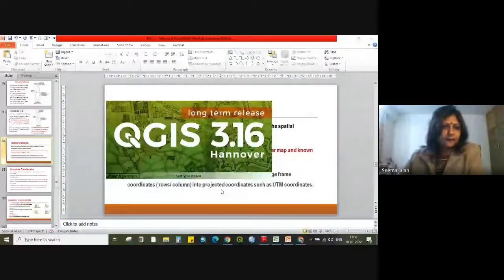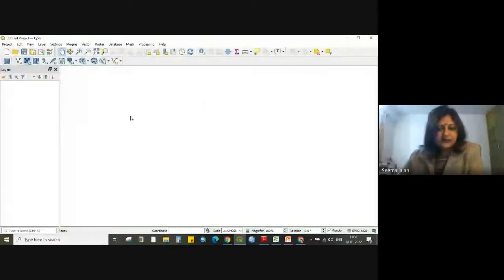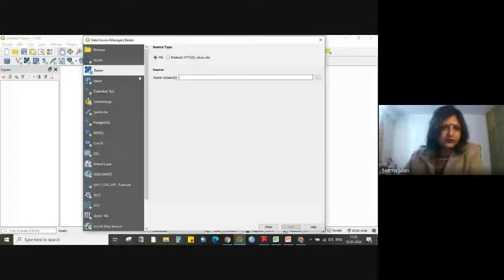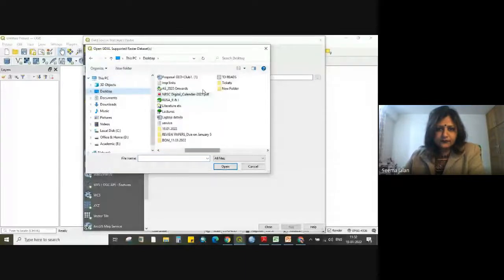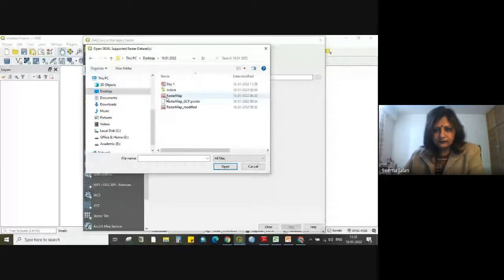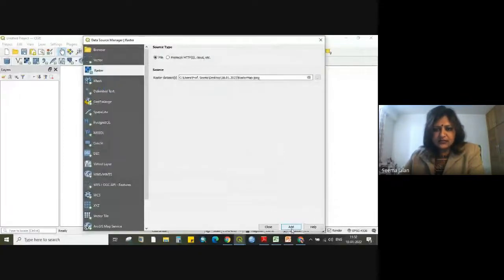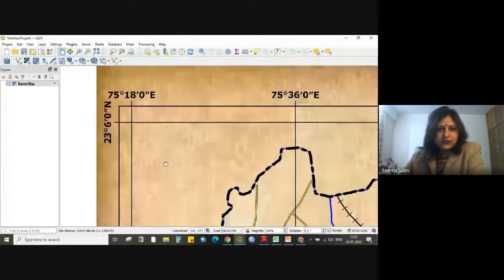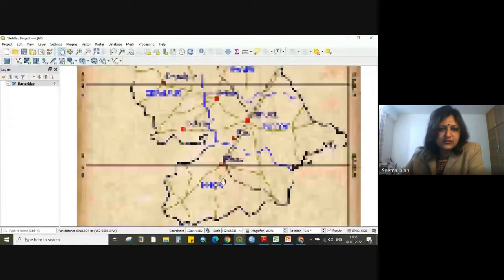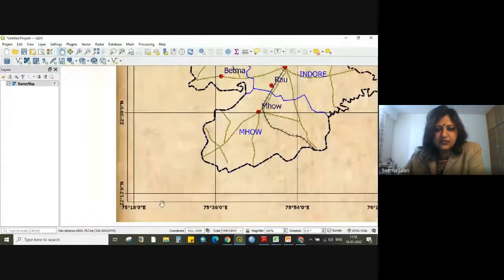Ma'am has given me a map. I'll show that to you. I think you must have done this in yesterday's exercise, how to open a raster. Now you can see that in this map, I have these coordinates. You will say, okay, we already have the location information here. I can always measure from here and find out the coordinates of this particular point.